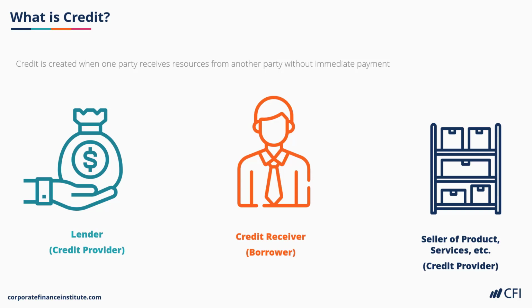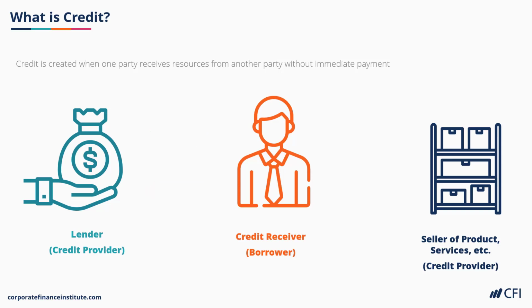With the first example on the left, a lender, the lender gives money to the credit receiver, also called the borrower. And ultimately, over time, the borrower has to repay money back to the lender. This is what's called a loan.